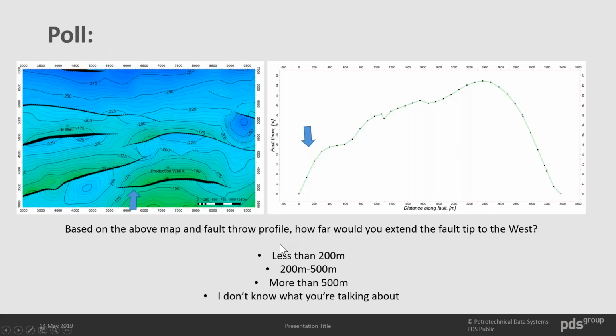But before we get there, just another quick poll, essentially using that theory of fault tip extension. There's this fault in here, just south of the production well A, and based on the fault throw profile in here, the poll asks, how far would you extend the fault tip to the west? So in this direction, how far would we extend this fault tip? You can choose between 200 meters, 200 and 500, more than 500, or if you haven't used these before, just select I don't know what you're talking about. And we'll come back and look at this in a few seconds.